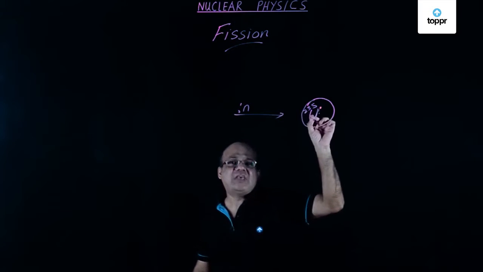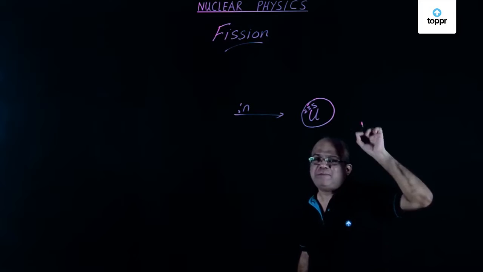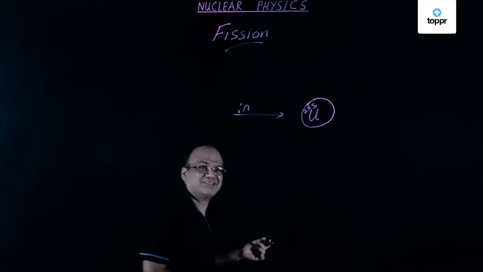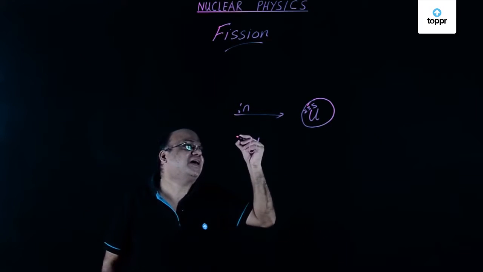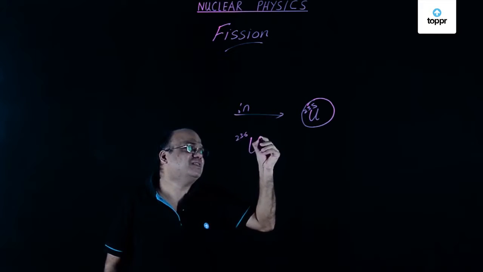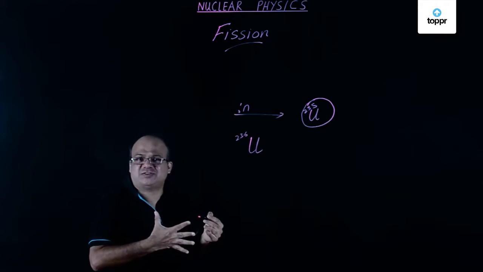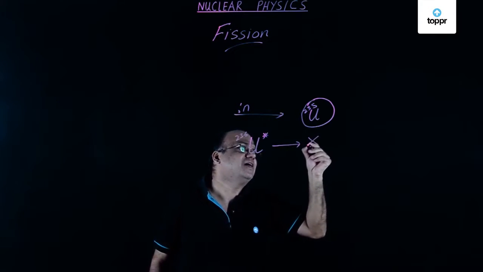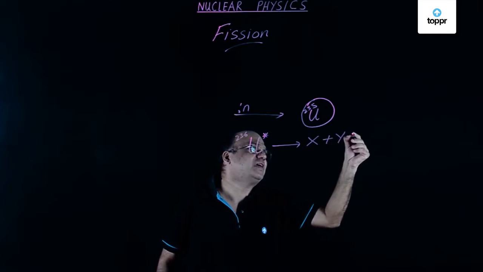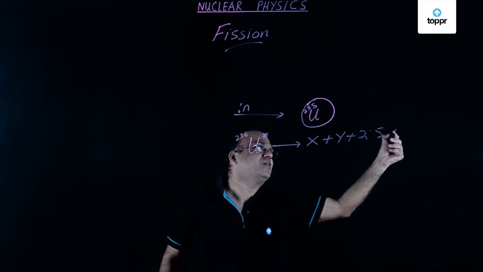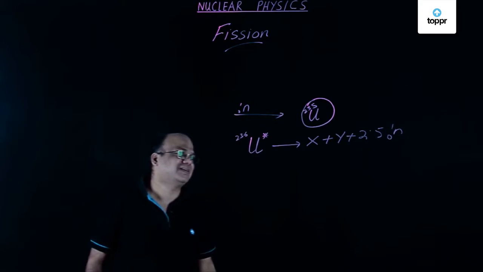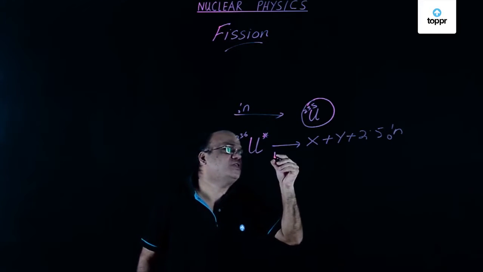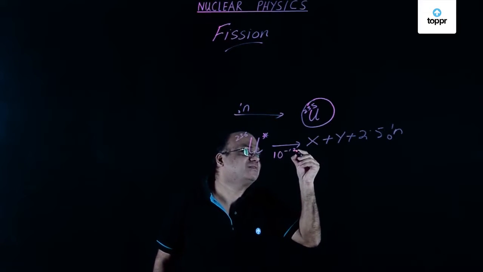When this uranium-235 captures a slow neutron, it becomes uranium-236. Write the mass number increased by 1. This nucleus is unstable. It breaks into some X plus Y, plus you get 2.5 neutrons on an average. This takes place in 10 to the power minus 12 seconds.